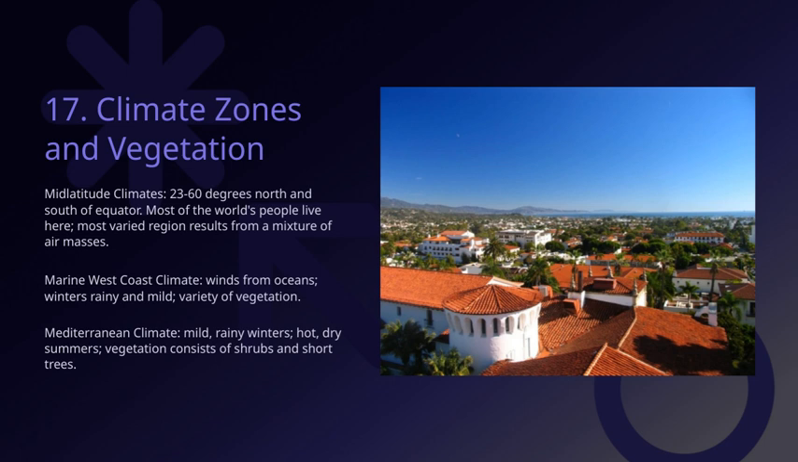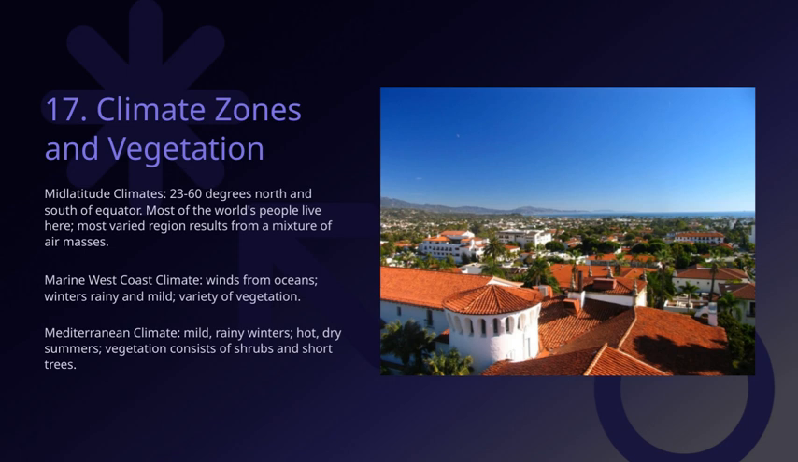Next, we have the marine West Coast climate. Here, winds coming from the ocean play a big role in shaping the weather. Winters tend to be rainy and mild, creating a relatively moderate environment year-round. Because of these conditions, this region supports a wide variety of vegetation, everything from lush forests to various types of grasses, depending on the specific location.